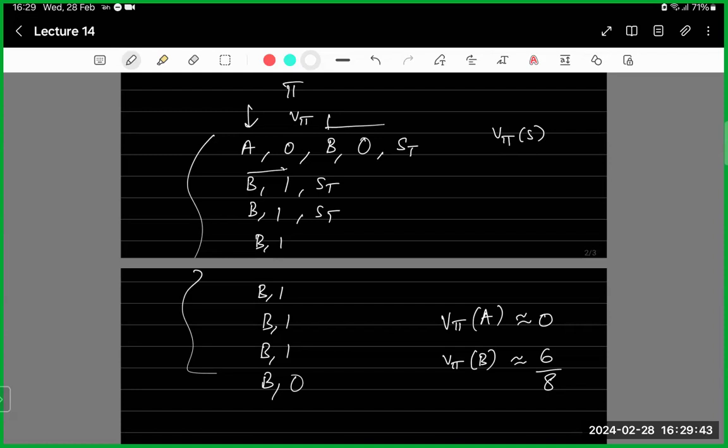No, the logic you can explain, but what is the number you are giving? You are saying V pi of A is 6 by 8. It's 1, right? So it's 6 by 8, right? If you multiply it by 1, you'll get 6 by 8 only. So this is one other valid estimate of V pi of A. Did you understand?